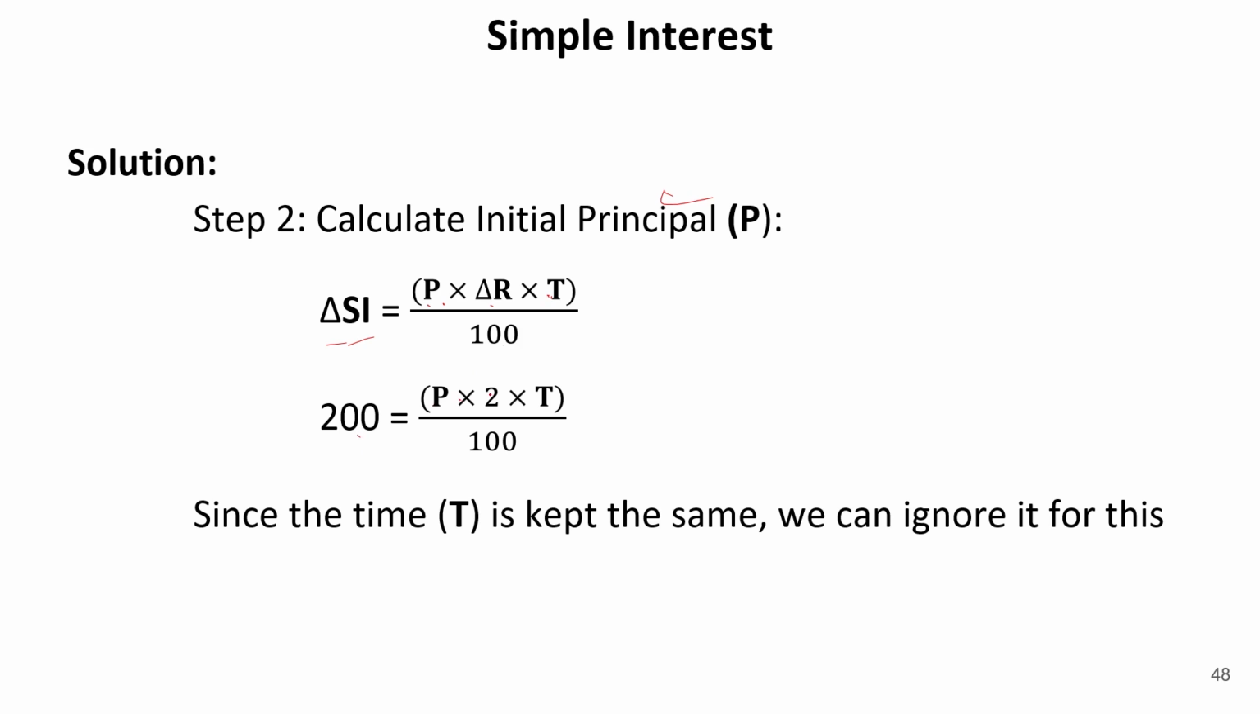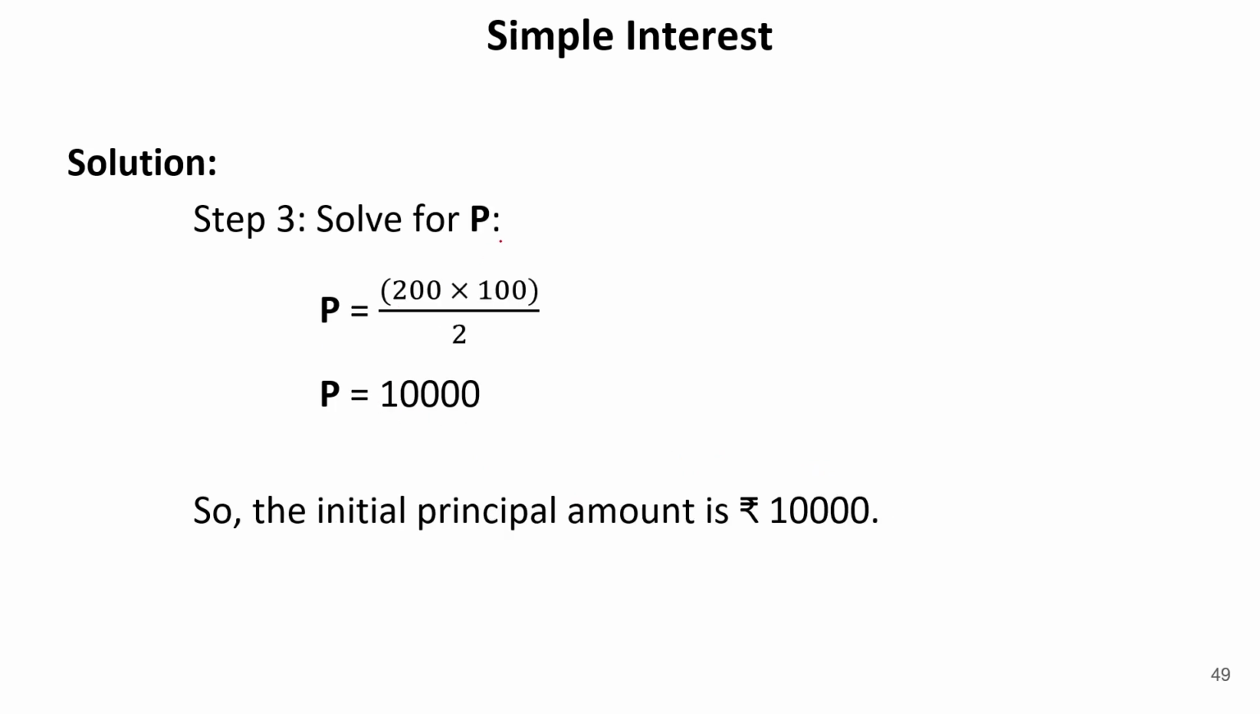So 200 is equal to P into 2 into T by 100. Since T is kept the same, we can ignore it for this calculation. So solve for P. P is equal to 200 into 100 by 2, which is 10,000. So the initial principal amount is 10,000.